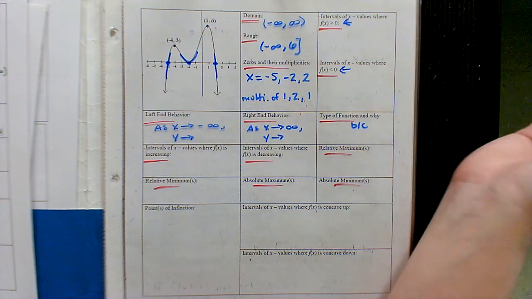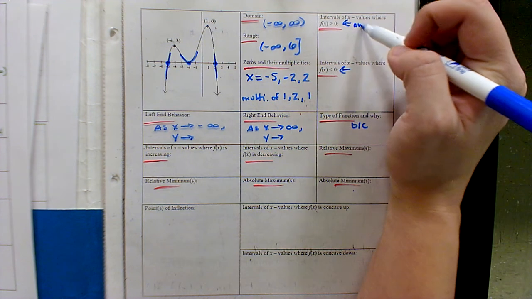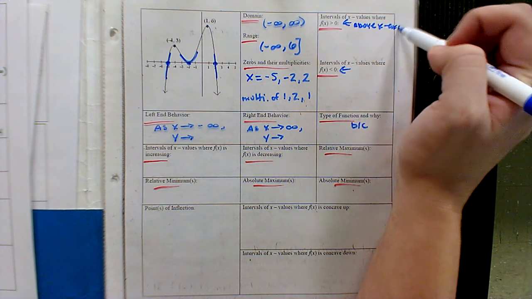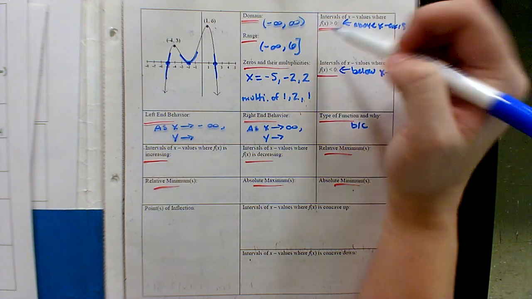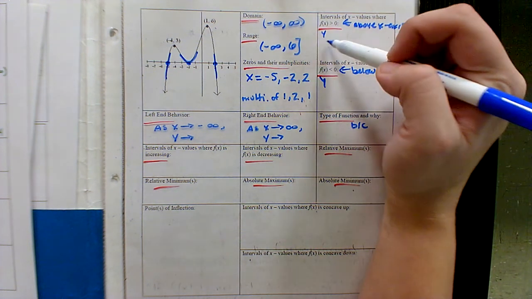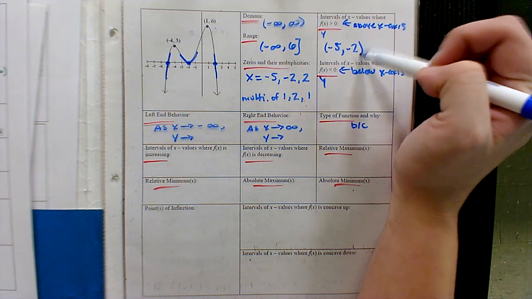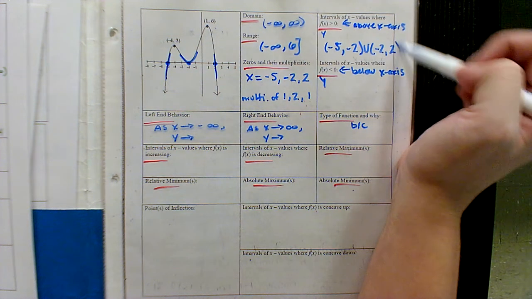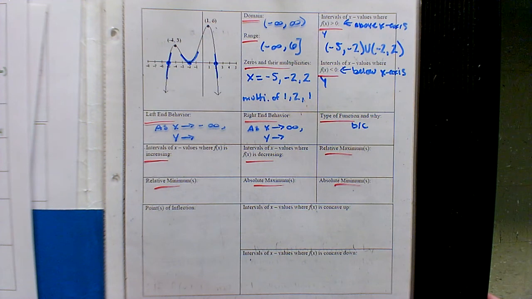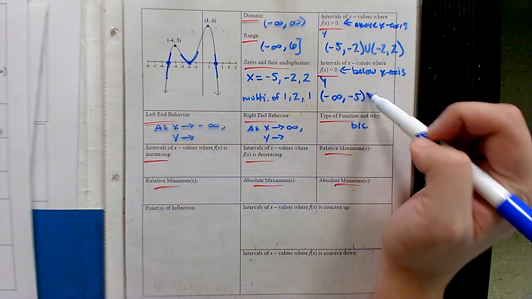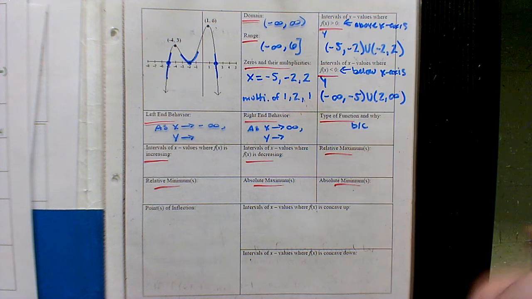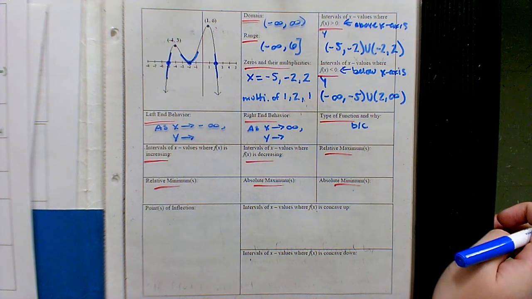Okay, you're welcome. All right, next box, we're talking about above x-axis versus below x-axis, if we're greater than 0 or less than 0 in terms of those y values. Above x-axis, we have -5 to -2, and then -2 to +2. Below x-axis, -infinity to -5, and 2 to infinity. How did we do? Pretty good?